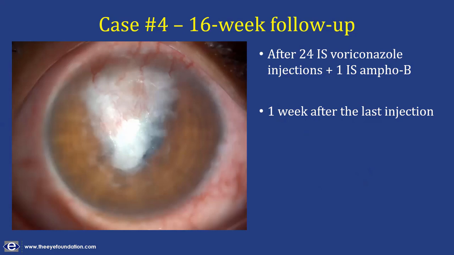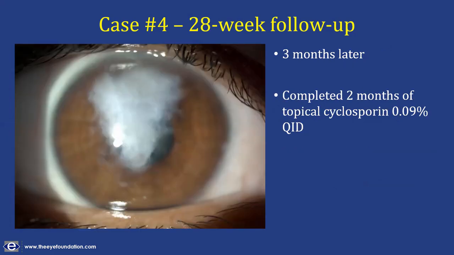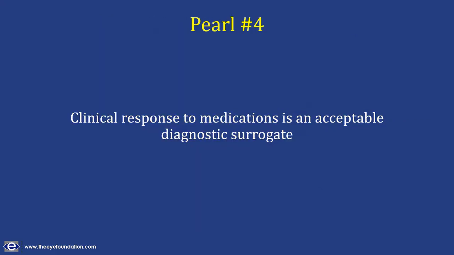There is no dominant infectious focus anymore. The lesion is scarred with this vascularization, and over the next 3 months, the vascularization itself had regressed, as does occur in these cases, and the ulcer had completely resolved. So the pearl here is that the clinical response to medications is also an acceptable diagnostic surrogate.